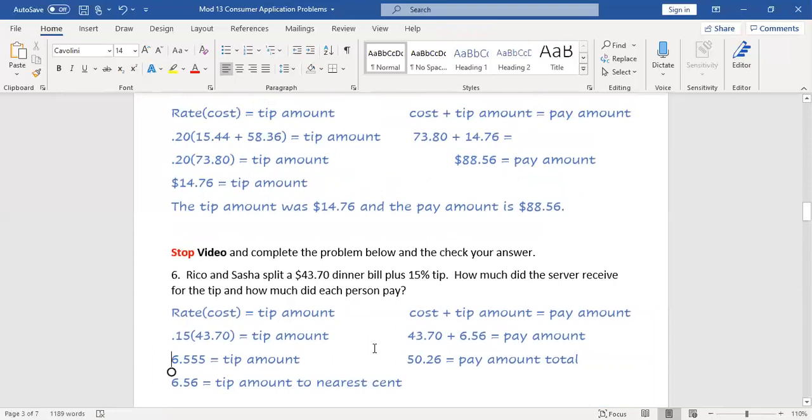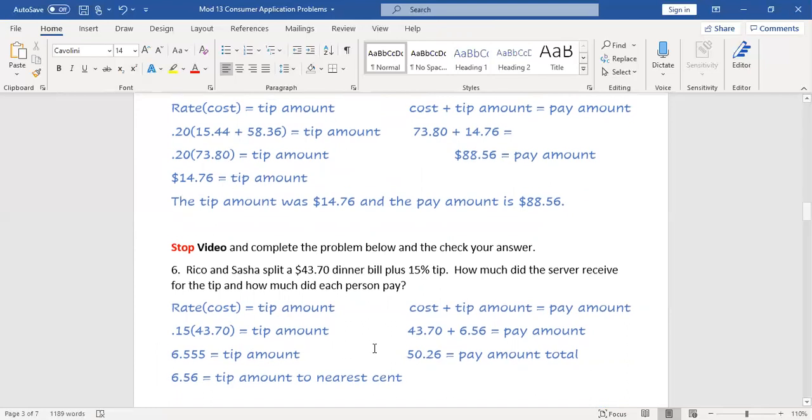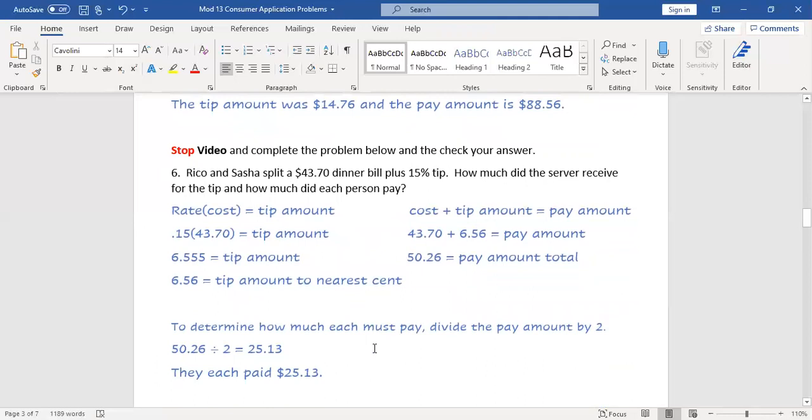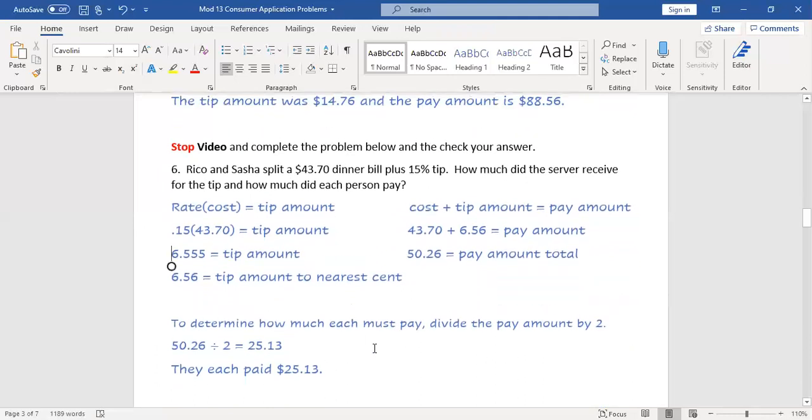So we take that value and add it to the cost of the meal, which was $43.70, to get a total of $50.26. But then we have to determine how much each person paid. So that $50.26, we're going to divide by 2, which gives us $25.13. So each person paid $25.13.